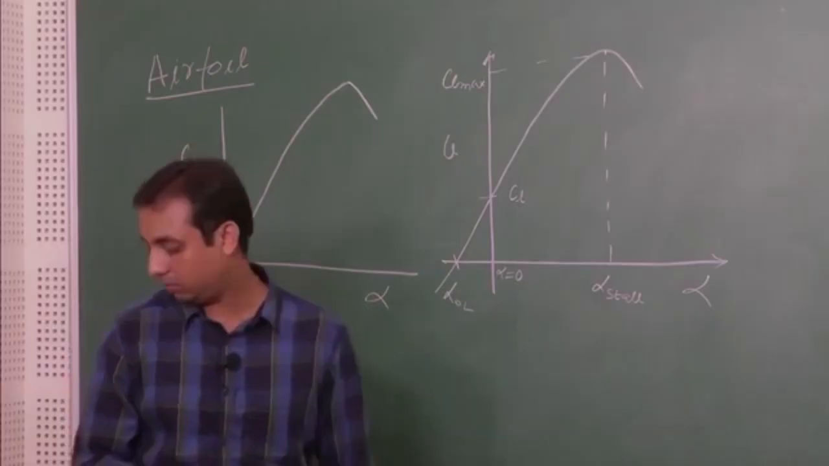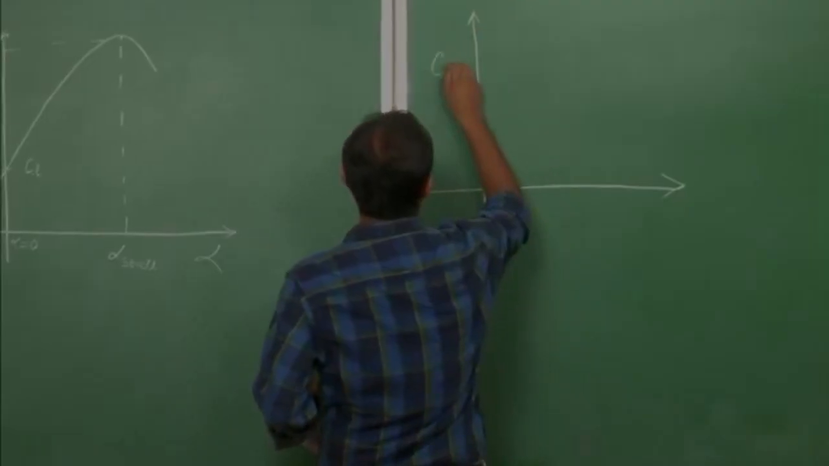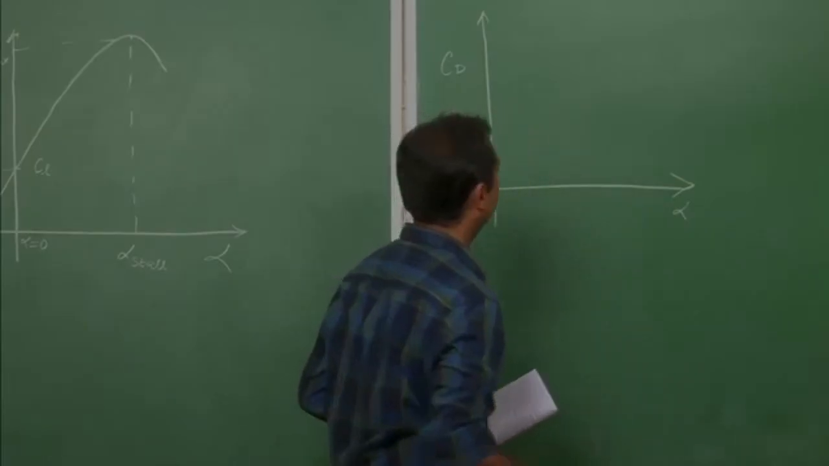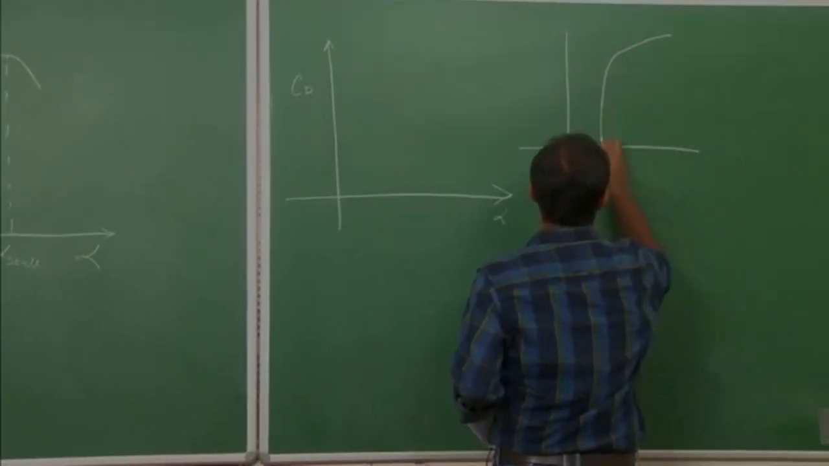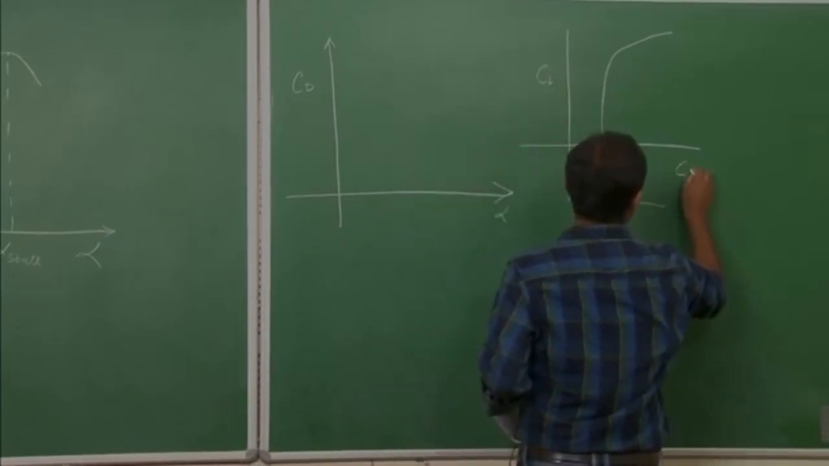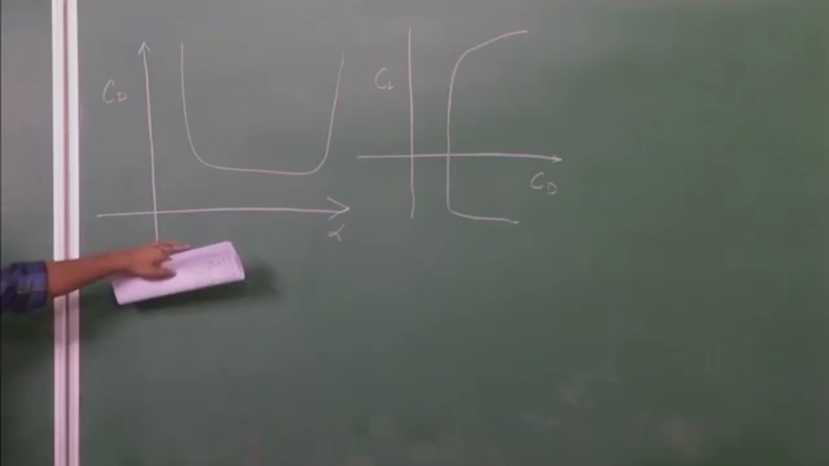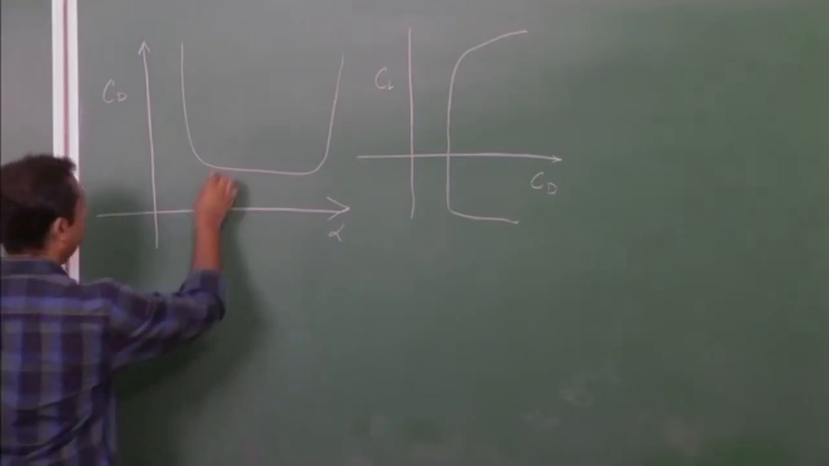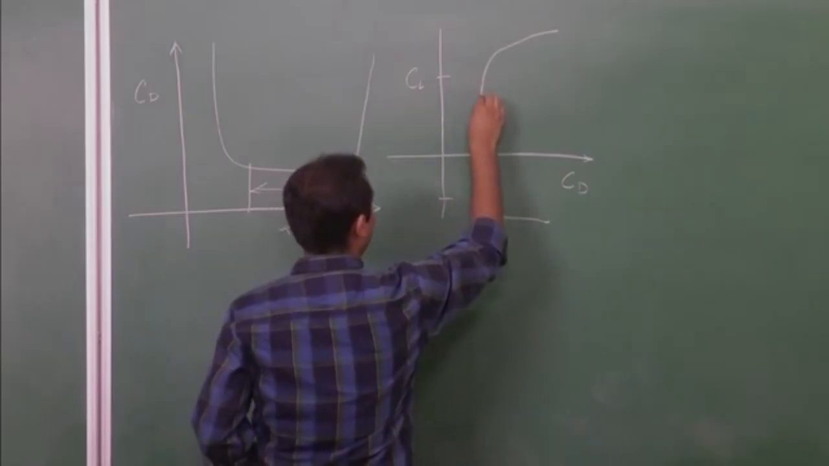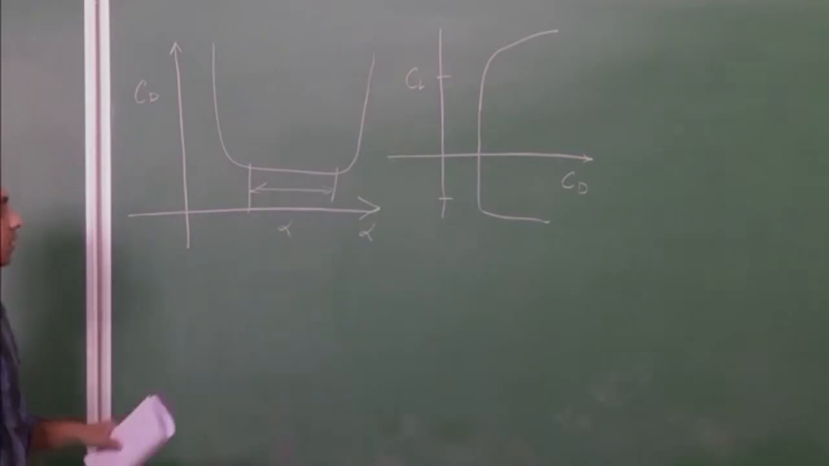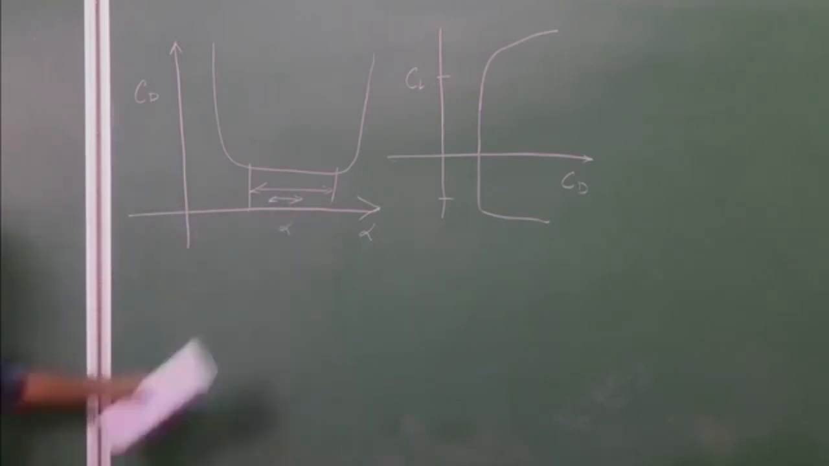Now the second graph which I will be focusing on is CD versus alpha, drag coefficient versus angle of attack, or in some cases instead of CD versus alpha, you will get to see a CL versus CD graph. Now this is in the shape of a bucket, and the significance of this is that for a particular range of alpha, or in this case a particular range of CL, you can see the value of CD does not change. So from a design perspective, this is beneficial for me, because if I operate in this particular range, my drag won't be significant or drag will remain constant.